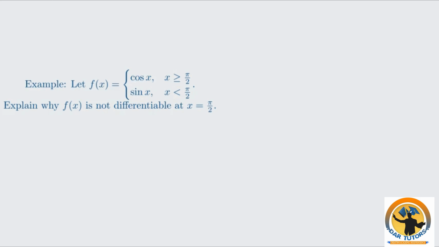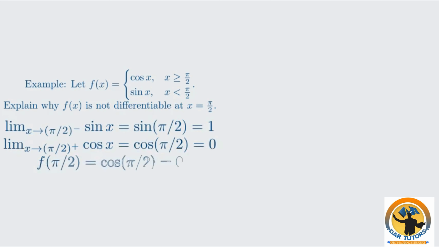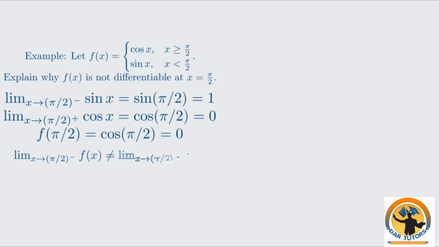First, let's check for continuity at x equals pi over 2. The left-hand limit is the limit of sine x, which is sine of pi over 2, or 1. The right-hand limit is the limit of cosine x, which is cosine of pi over 2, or 0. The function's value at pi over 2 is cosine of pi over 2, which is 0. Since the left-hand limit is 1 and the right-hand limit is 0, the function is not continuous at x equals pi over 2. Therefore, it is not differentiable there.